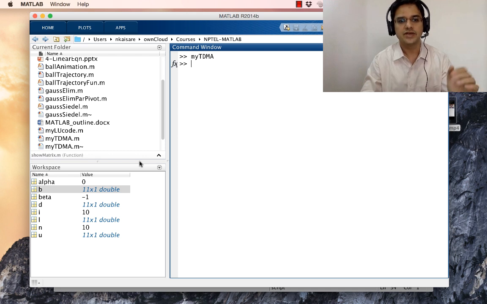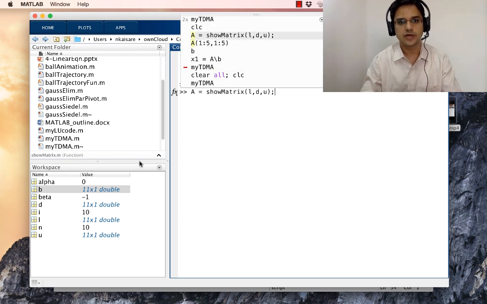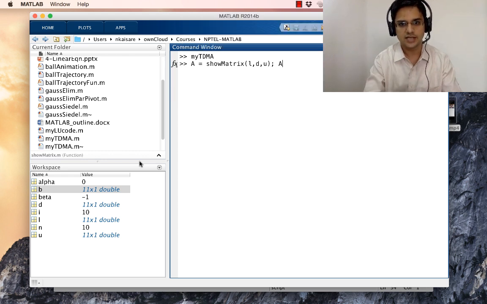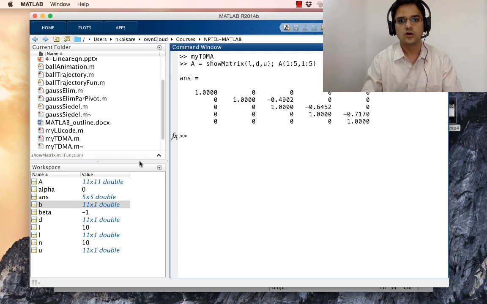Okay, and we have our results over here. Now what we want to do is check our A matrix. So A is show matrix, and then we want to display A(1:5, 1:5) and see how they look. Okay, so this is how our A matrix is going to look.